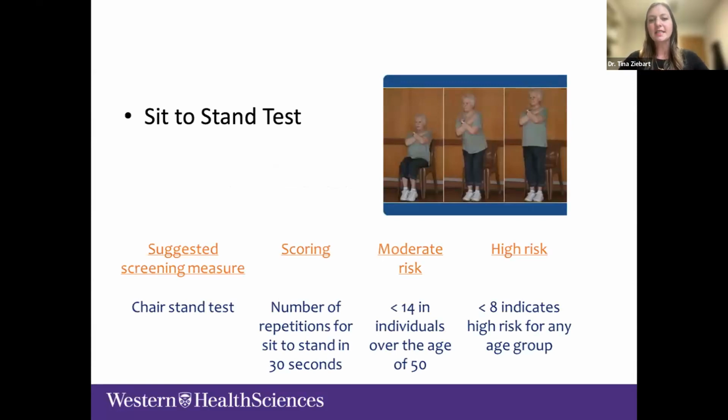That's where they're sitting on a chair. Their arms are crossed, so they're trying not to use their hands to stand up. They stand all the way up and then they sit down again. And so what we're doing is we're counting the number of repetitions that they can do in 30 seconds. A high risk of falling is if they get less than 8 sit to stands in 30 seconds, and a moderate risk of falling would be less than 14 in individuals over the age of 50.